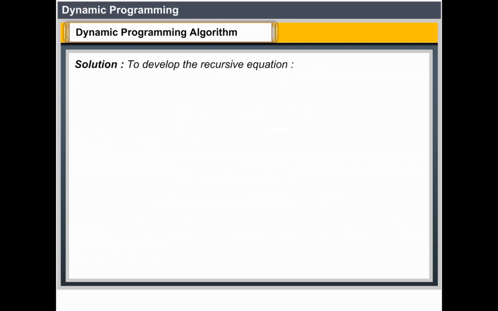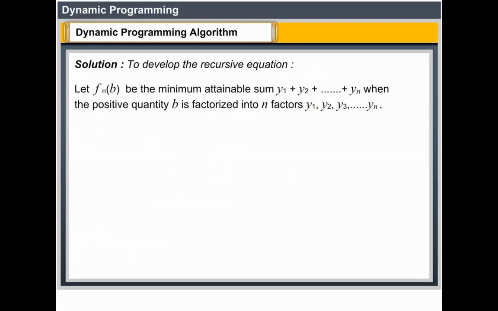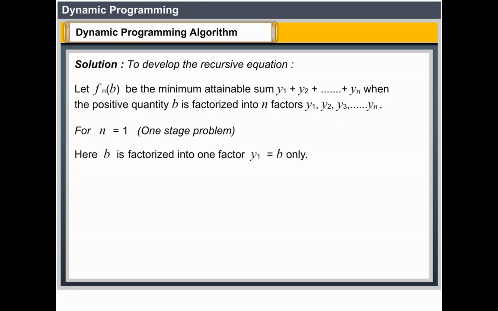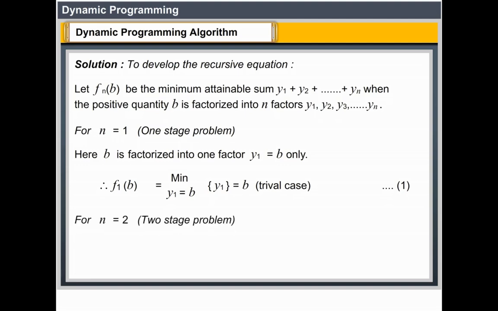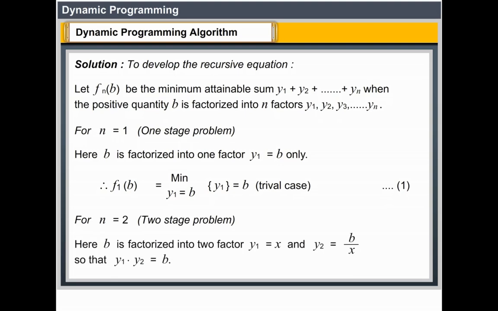Solution. To develop the recursive equation, let fn of b be the minimum attainable sum y1 plus y2 plus and so on plus yn, when the positive quantity b is factorized into n factors y1, y2, y3, and so on, yn. For n equal to 1, a one-stage problem, b is factorized into one factor, y1 equal to b only. Therefore, f1 of b equal to minimum, for y1 equal to b, we get y1 equal to b. This trivial case is called equation number 1. For n equal to 2, a two-stage problem, here b is factorized into two factors, y1 equal to x and y2 equal to b by x, so that y1 into y2 equal to b.